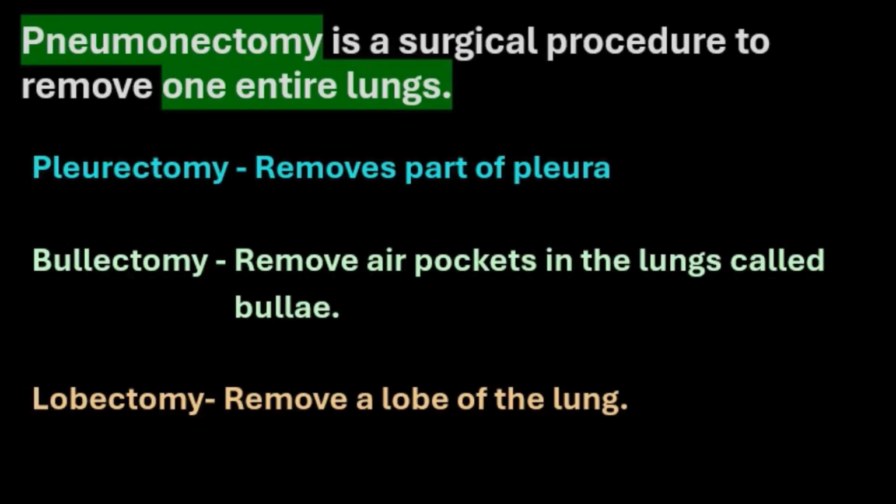So see the different terms here. Pneumonectomy is the removal of entire lung. Pleurectomy is removal of part or entire pleura. Bullectomy, the removal of air pocket in the lungs, that is bulle. So removal of air pockets or bulle is called bullectomy, and lobectomy is removal of a lobe of the lung.